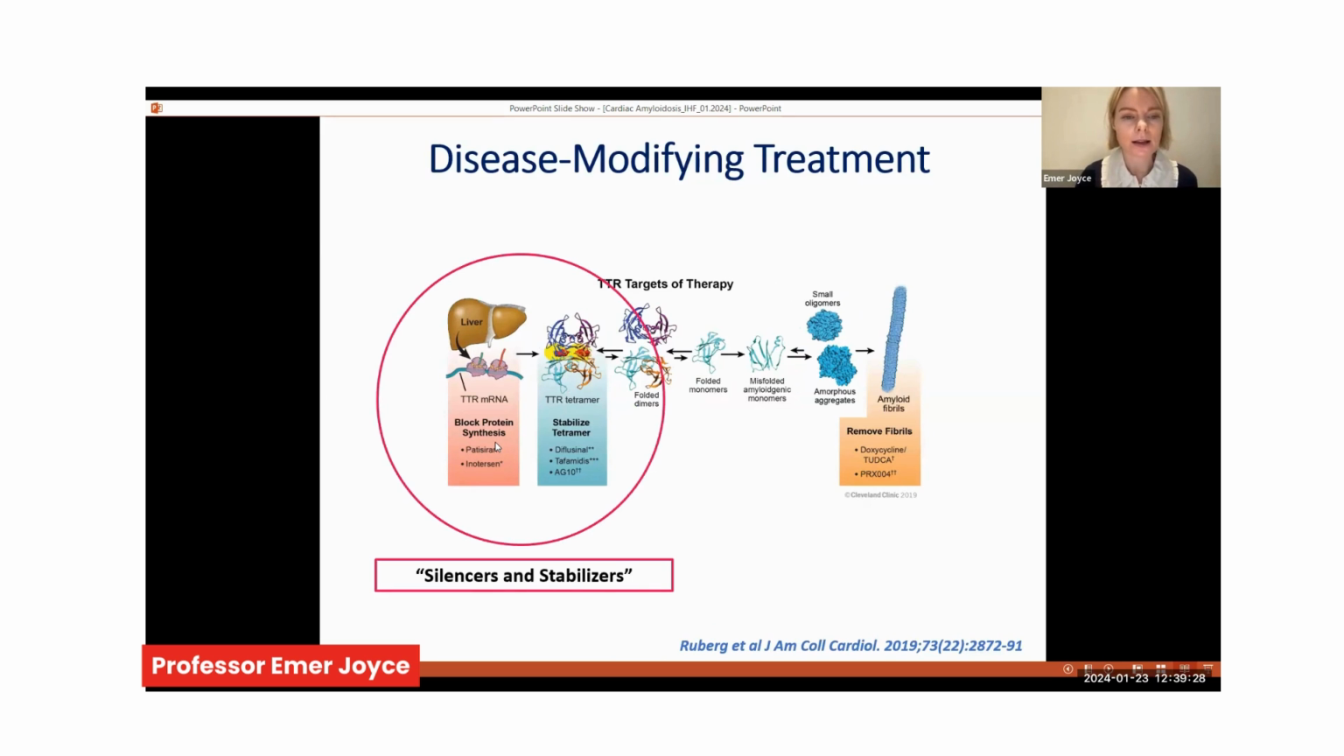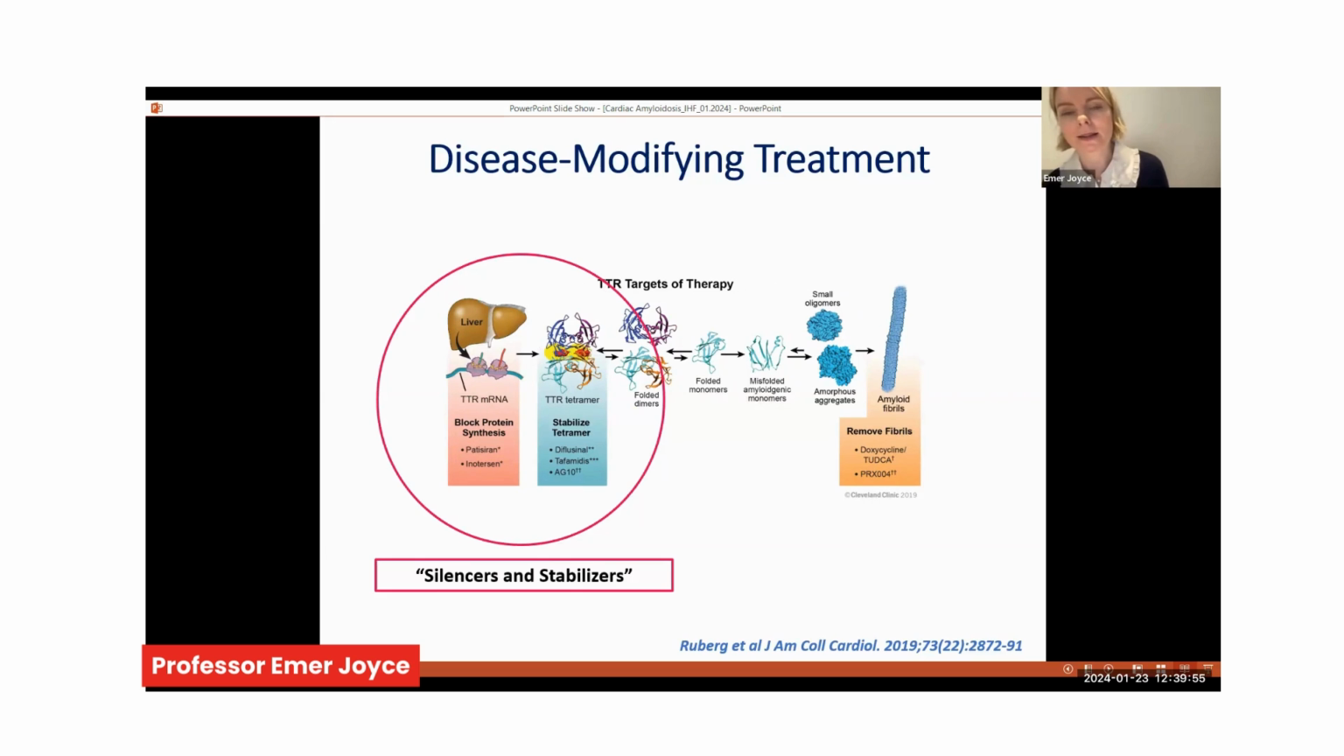The silencers, like patisiran, just stop the TTR in the first place. Stop it at source. Now remember, about 85% of TTR is made in the liver. There's also some in the eye. But in the liver, the patisiran and the inotersen work to block TTR production there. The tafamidis works, and the newer agent, and diflunisal, I didn't really mention that.